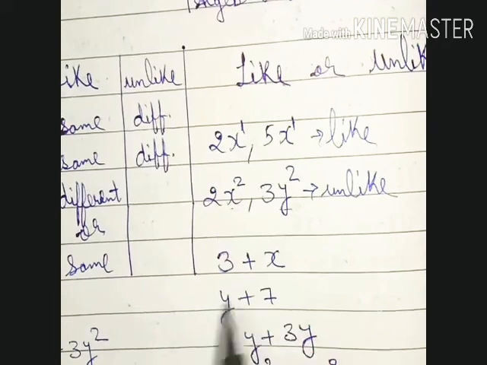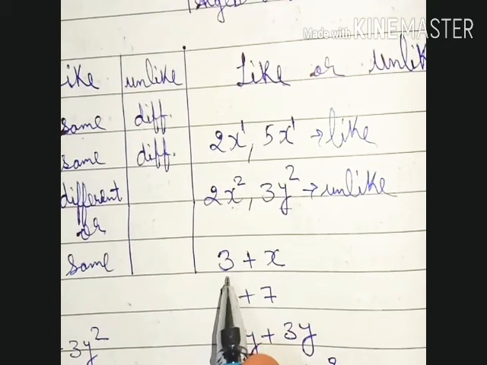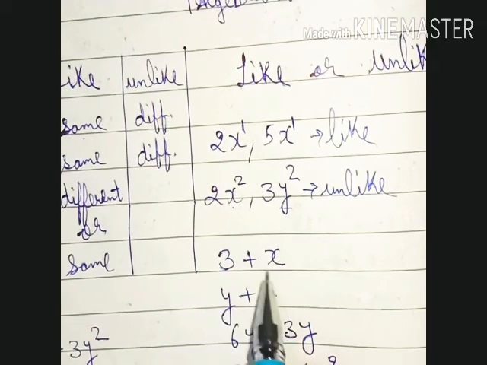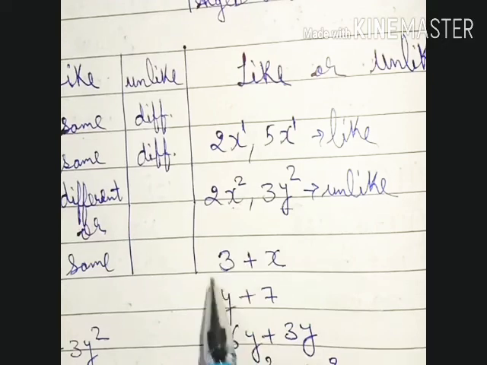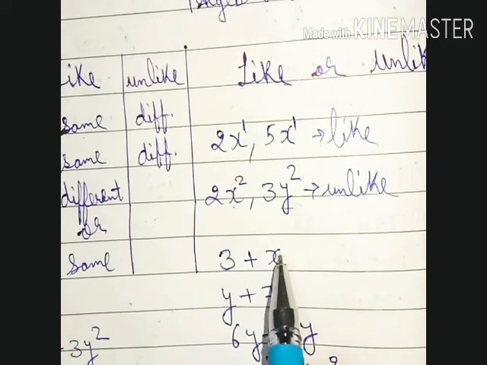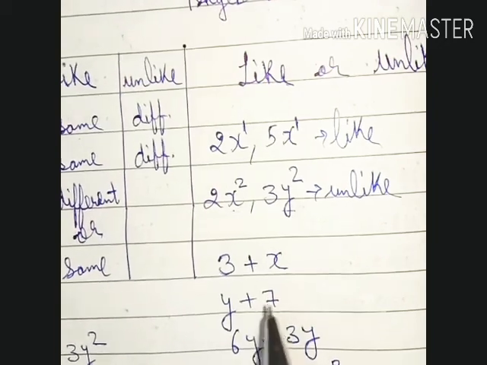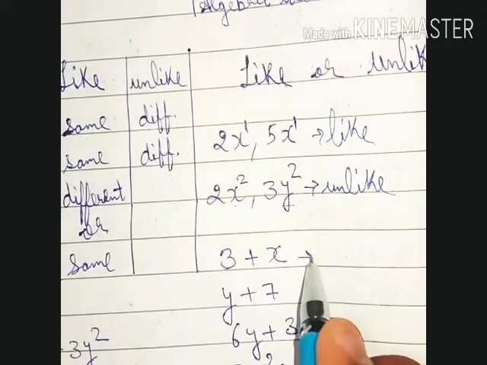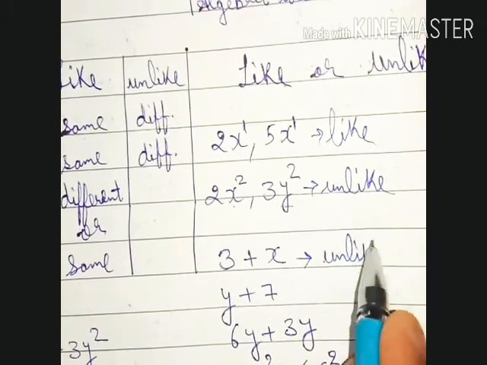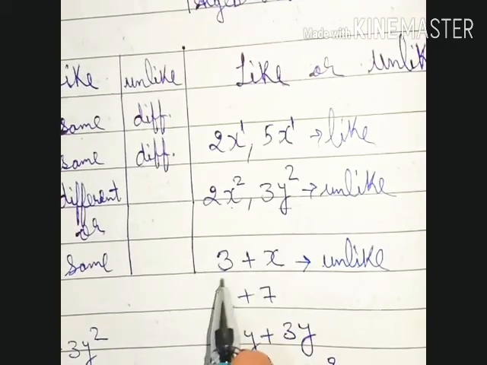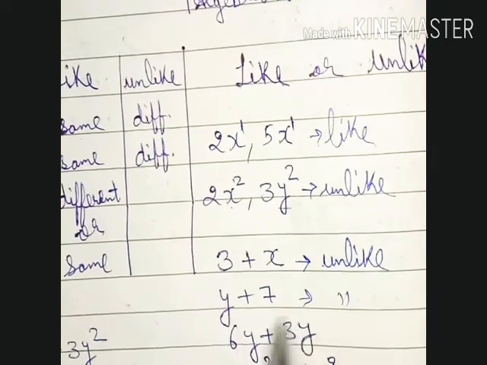Now moving on to 3 plus x. Is it like? There is x and there is no x. There is no variable, it's only a constant value, and here is a variable. So we can say the variable is not the same on both sides. So it is an unlike term. We are not able to add x with 3. Same with y, it's also an unlike term.